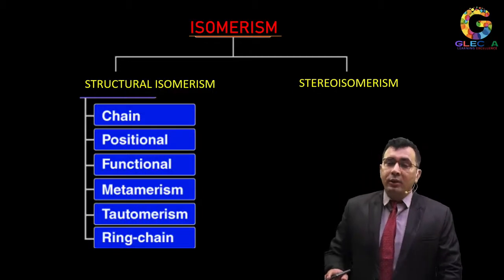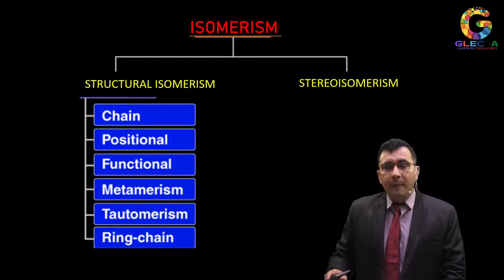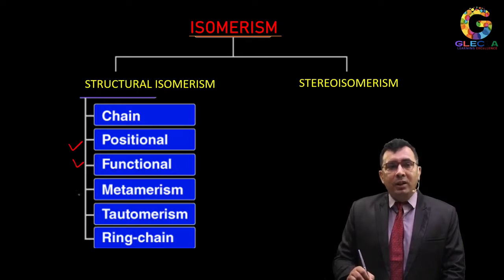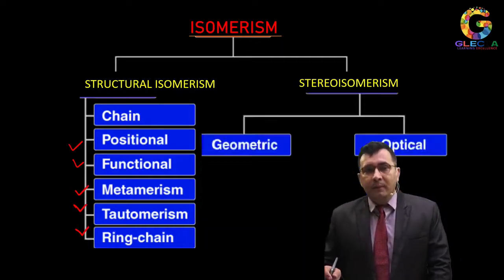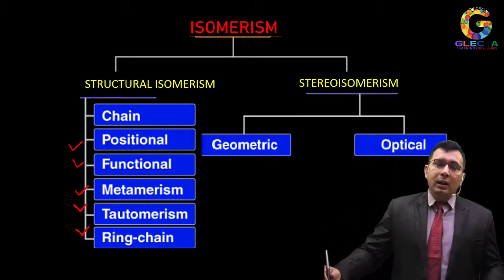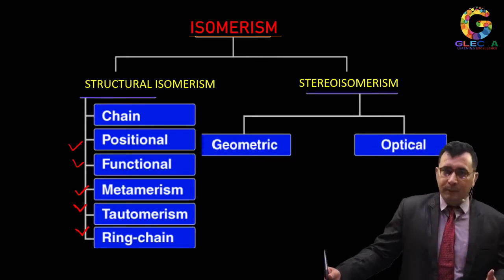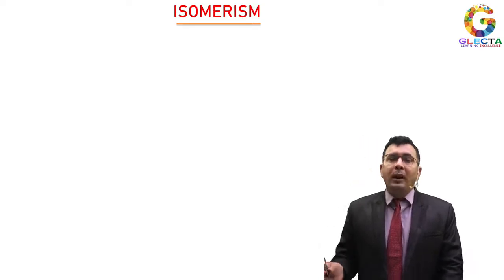Structural isomerism is further divided into 5 to 6 types. Number 1 is chain isomerism. Number 2 is positional isomerism. Number 3, functional isomerism. Number 4, metamerism. Number 5 is tautomerism, and next is ring chain isomerism. While stereoisomerism is divided into 2 parts: one is geometrical isomerism and the last one is optical isomerism. Now let us move and discuss one by one.